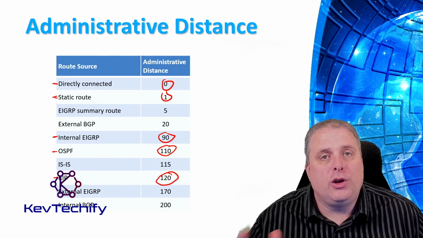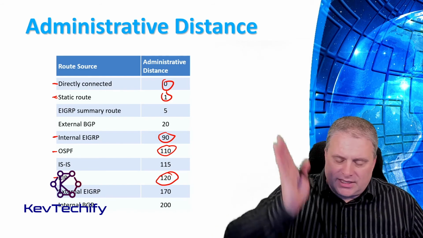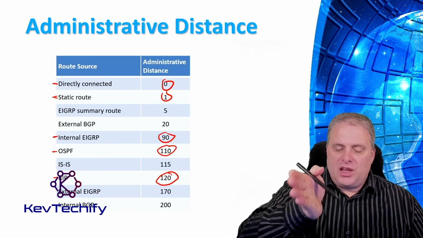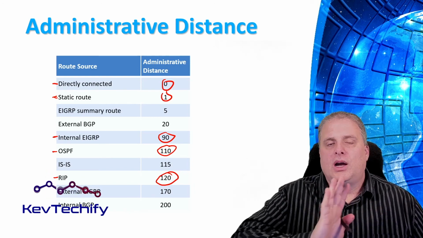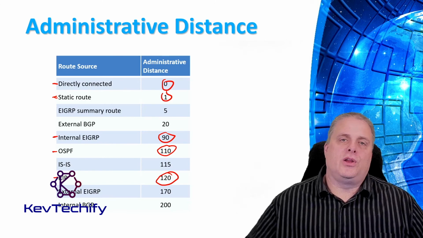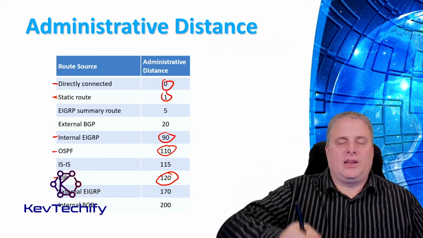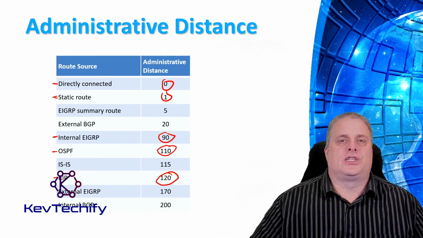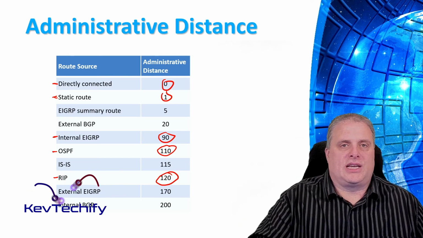Now, how do you memorize them? Directly connected. You trust that because the operating system set that up. You programmed it. The operating system learned it itself. There's no possible way that could get screwed up. Static route. You as the administrator program that in there. That is the second best way to learn something, besides having the router learn itself.